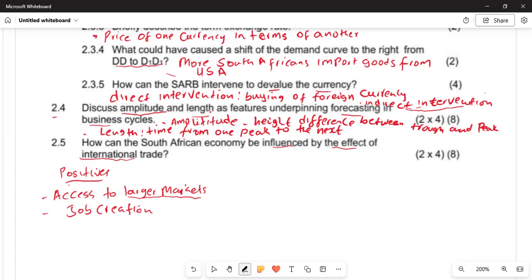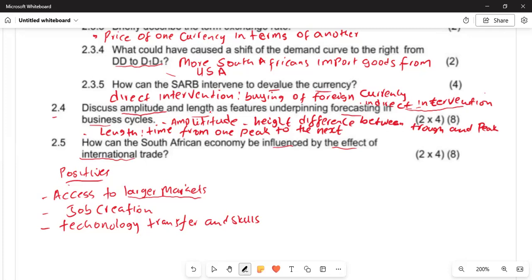Also, we can talk about technology transfer and skills. By importing machinery and technology, South Africa improves what? Productivity. So that is going to increase their productivity. For example, importing advanced medical equipment improves healthcare services.